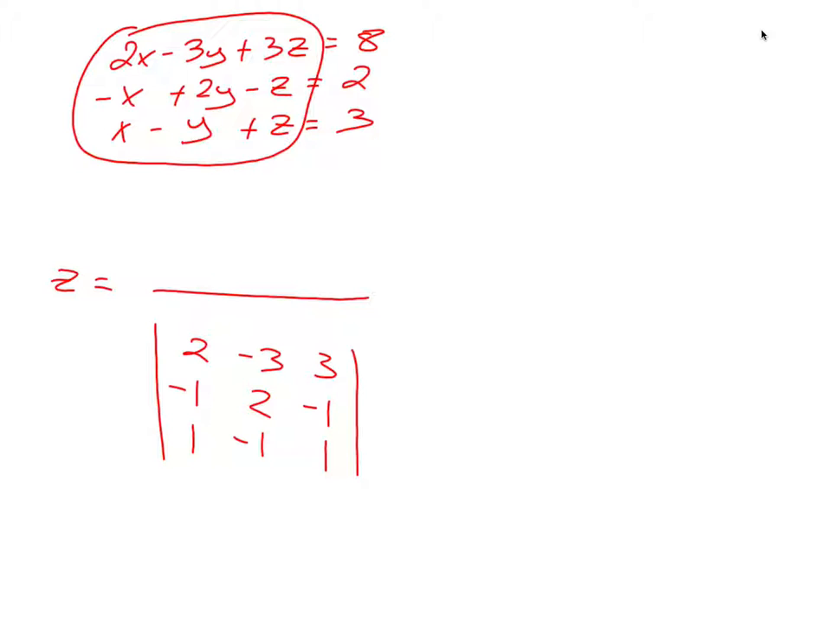Since I'm solving for z, that means 8, 2, and 3 needs to go in column 1, 2, or 3. Which one? 3. Needs to go in column 3. So 8, 2, and 3 goes in column 3. The other two columns must match the columns on the bottom. So 2, negative 1, 1, negative 3, 2, negative 1. Now all I have to do is find the determinant of each of those and divide.